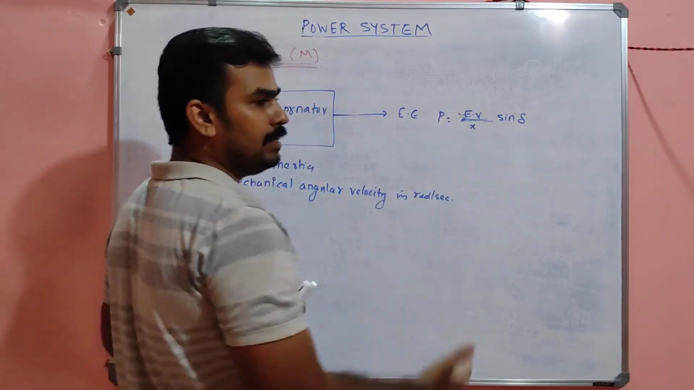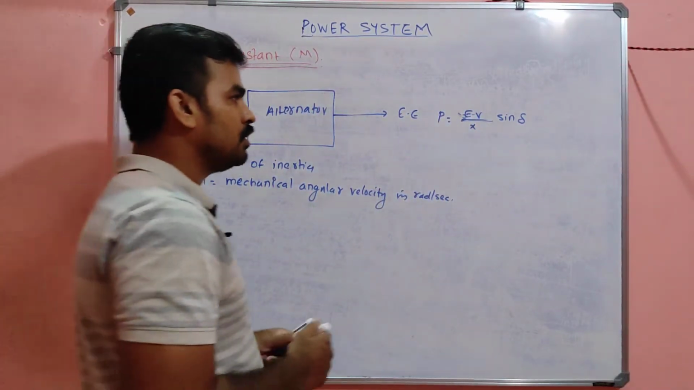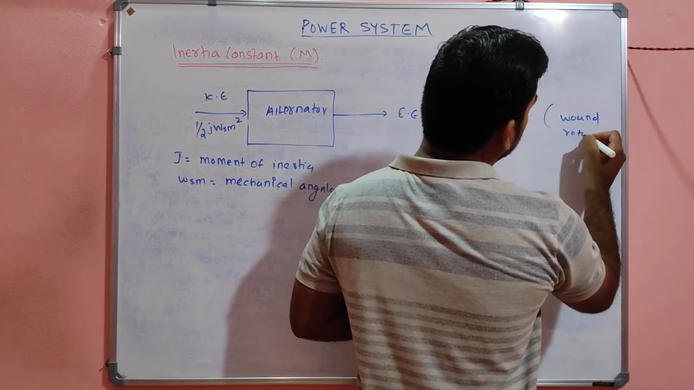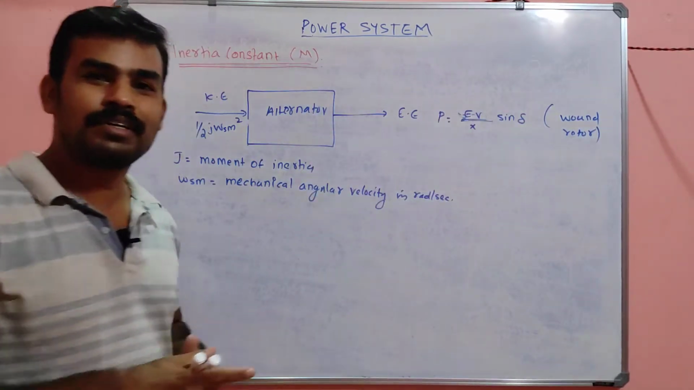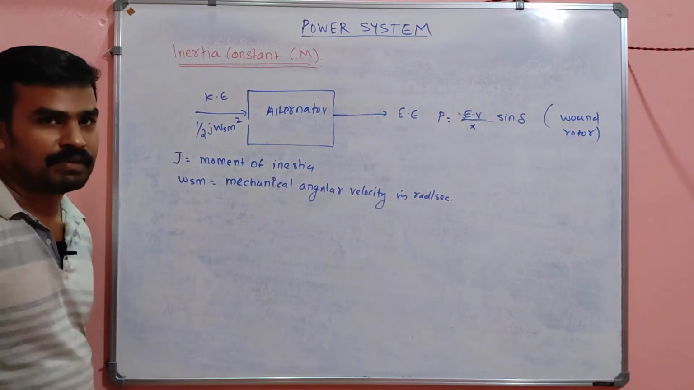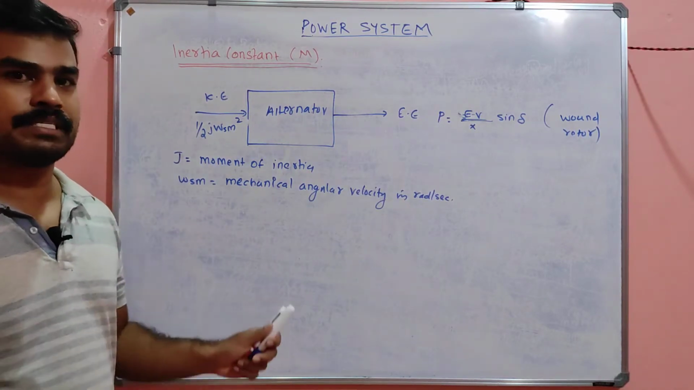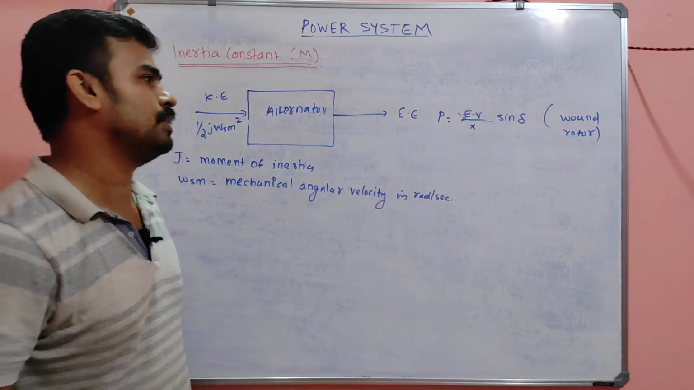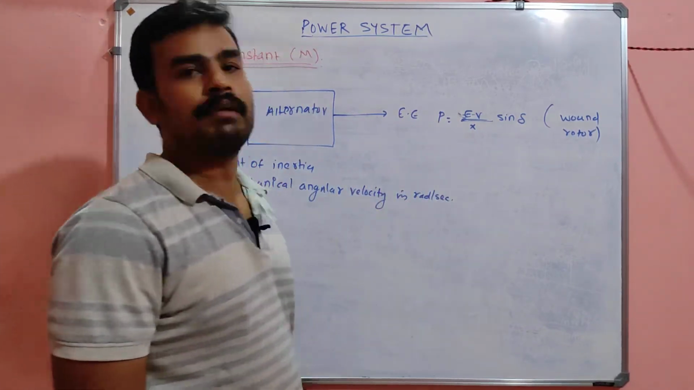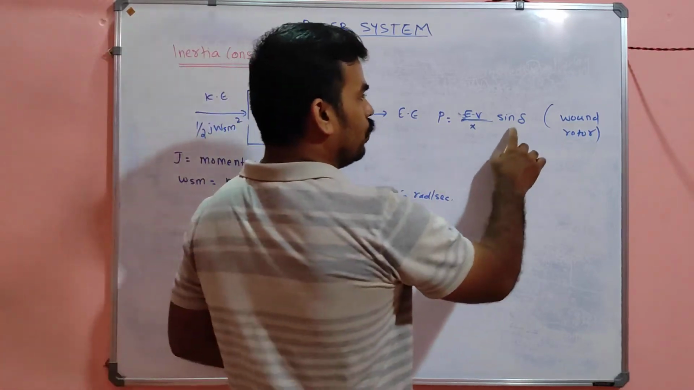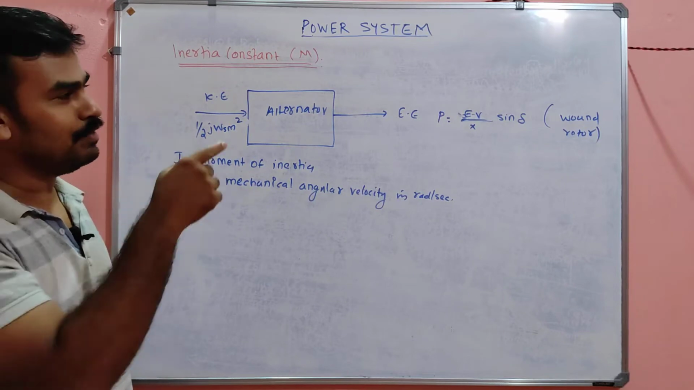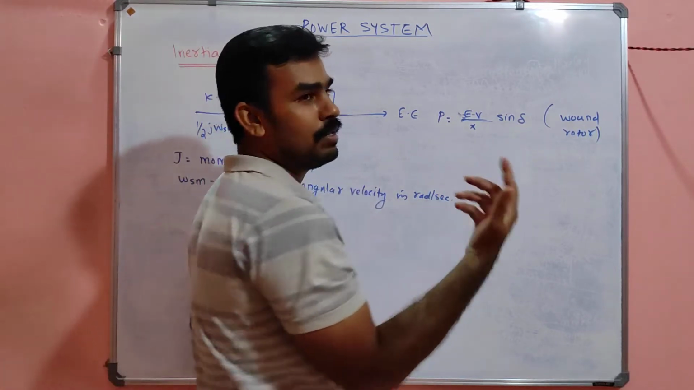And on this side is the electrical energy. We have the basic equation for the wound rotor type alternator. If you are dealing with a salient pole alternator, there will be a saliency power also. But for wound rotor type, for simplicity of explanation, power P is equal to EV divided by X into sine delta. This delta is nothing but the rotor angle.